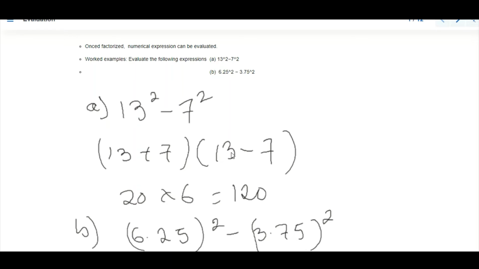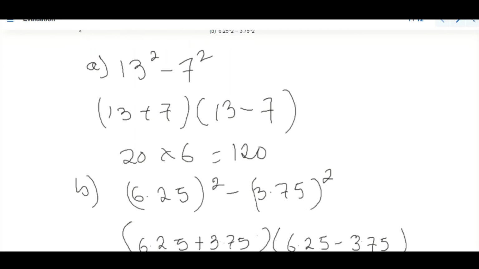If you have 13 times 13, you know that is 13 squared, right? Now plus times minus will give us what? Minus. Then 7 times 7 gives us the 7 squared that we are looking for. So we can express 13 squared minus 7 squared as this. Then 13 plus 7 gives us 20, and 13 minus 7 gives us 6. So 20 times 6 gives us 120, and that is the solution to the first one.